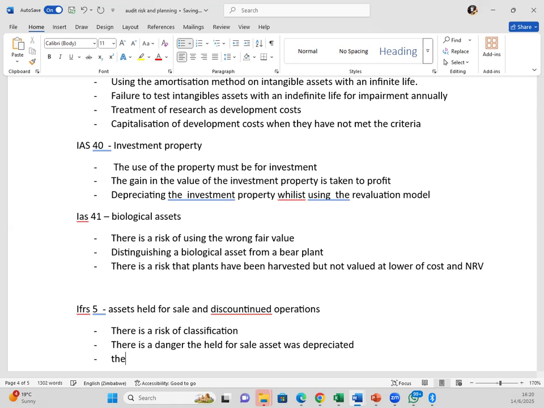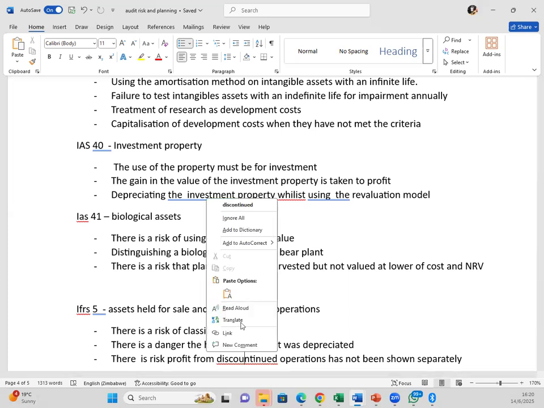So there is a risk that the profit from discontinued operations has not been shown separately.